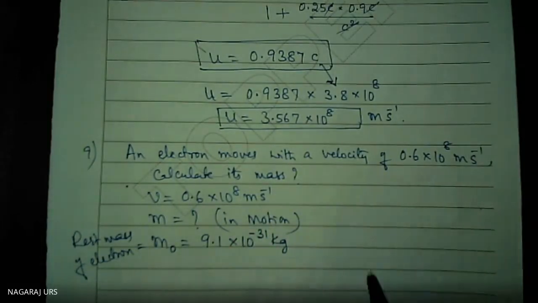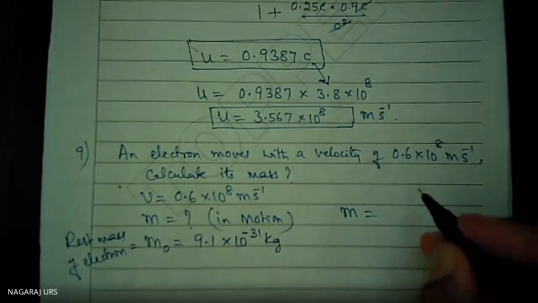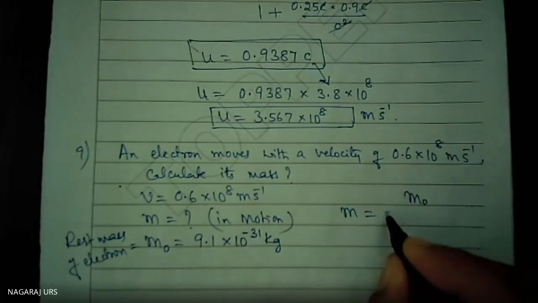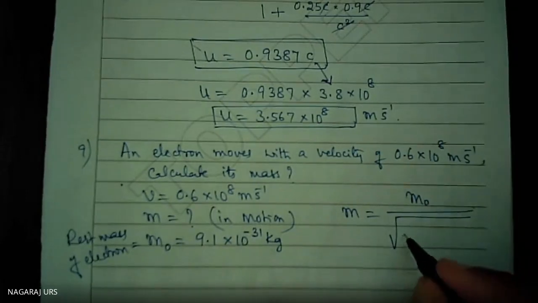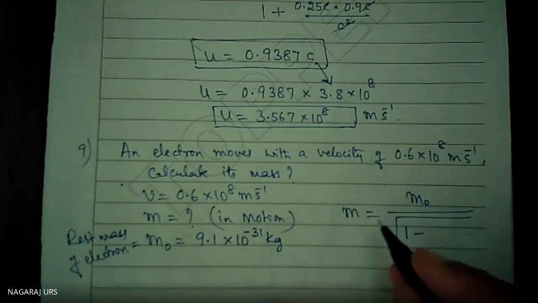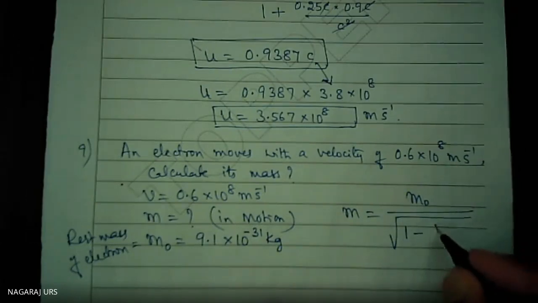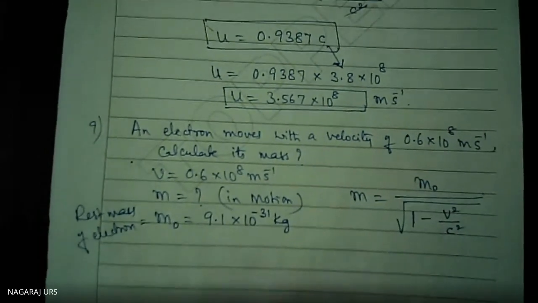So, which formula am I supposed to write? m is equal to m naught divided by square root of 1 minus v square divided by c square. This is Einstein's mass relation. Okay, do the substitution and get the answer.